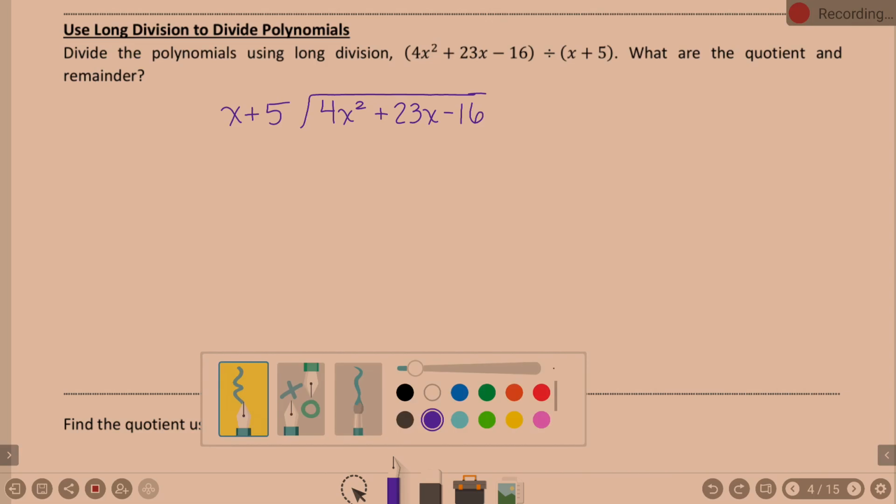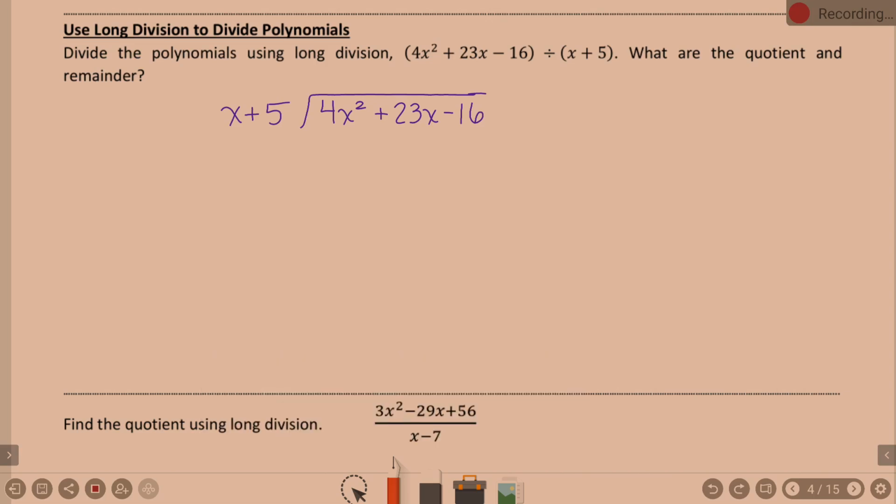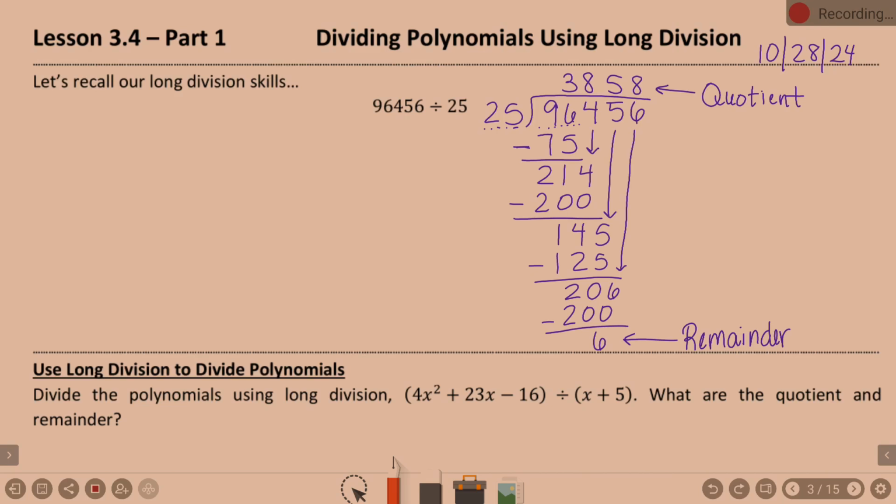Okay. Now, we are dividing by 2 terms here, and so it is going to affect where we put our answer. But to figure out our first piece, just take the x, your first term, and your first term in your dividend there. So you're asking yourself, like on my last problem, we said what? How many times does 25 go into 96?